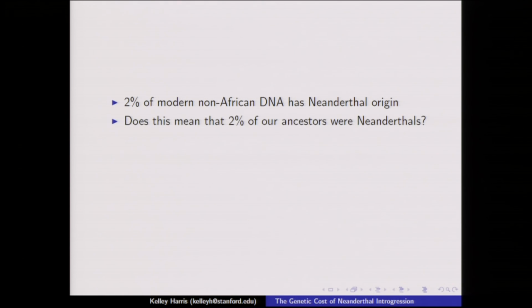But the question that Rasmus and I wanted to ask was, does that really mean that 2% of our ancestors were Neanderthals? This might not seem like that complicated a question, but the main complication, as we see it now, is that there is a lot of evidence of natural selection against Neanderthal DNA in human populations. Of course, there's also evidence of selection for Neanderthal DNA, but so far that looks more localized.